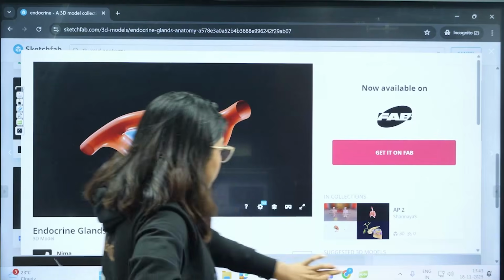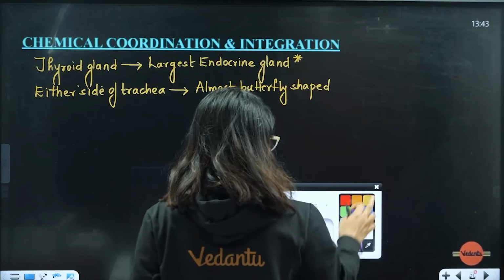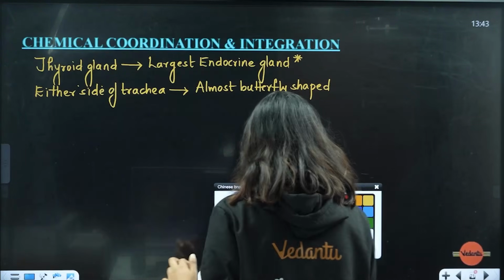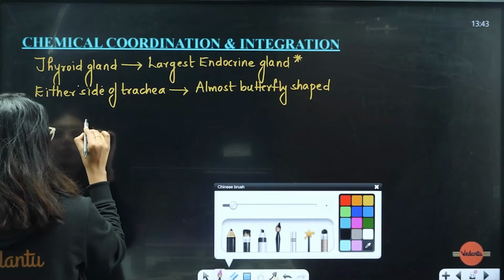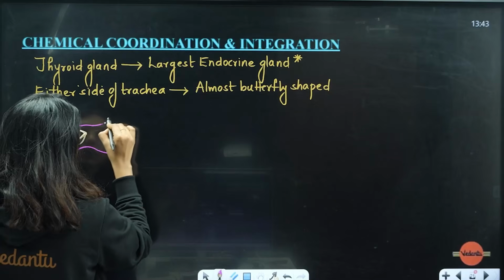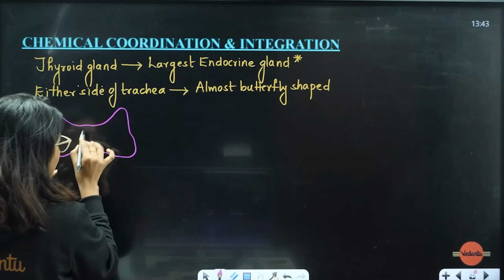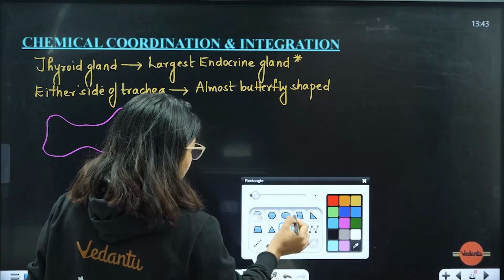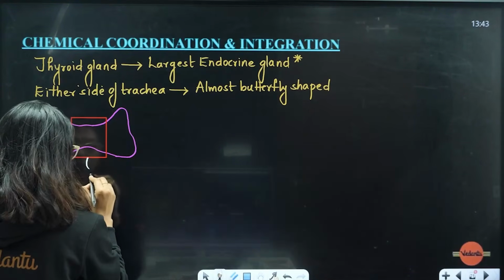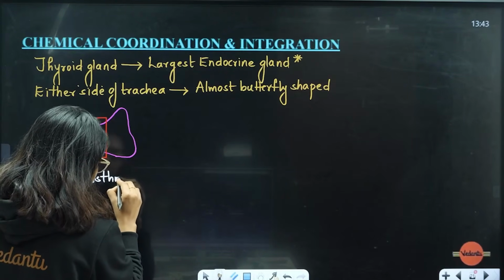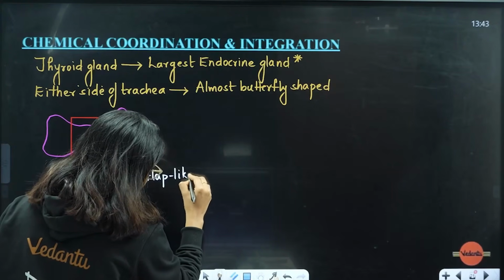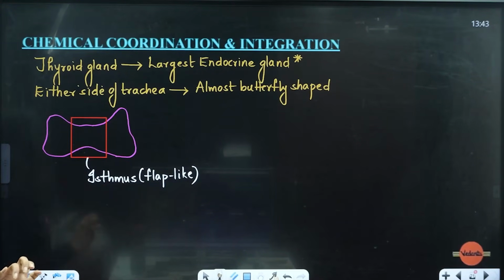Endocrine glands. Okay, now we will go back. Thyroid gland. Since it's almost butterfly shaped, now all of you understood. Now, how is the thyroid gland? Remember, it is an almost butterfly shaped structure. It will be like this, and it will be like this. Now you should remember there is a flap-like structure right at the center, which is called the isthmus.